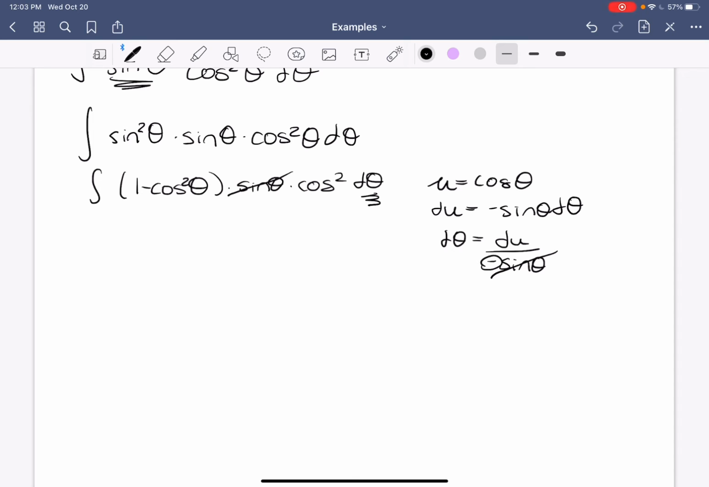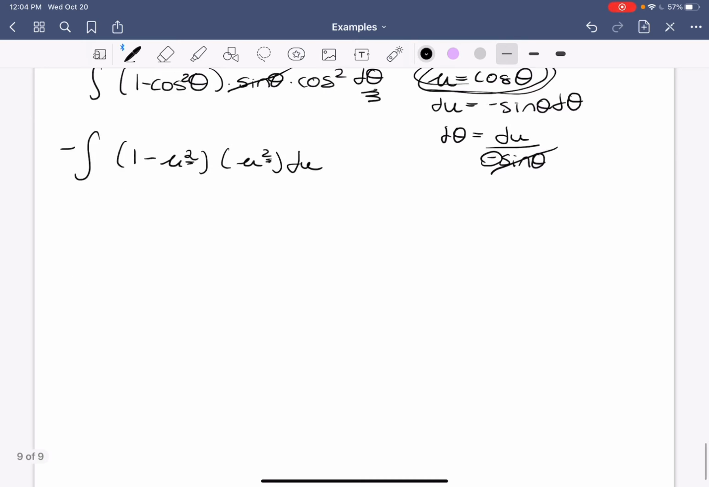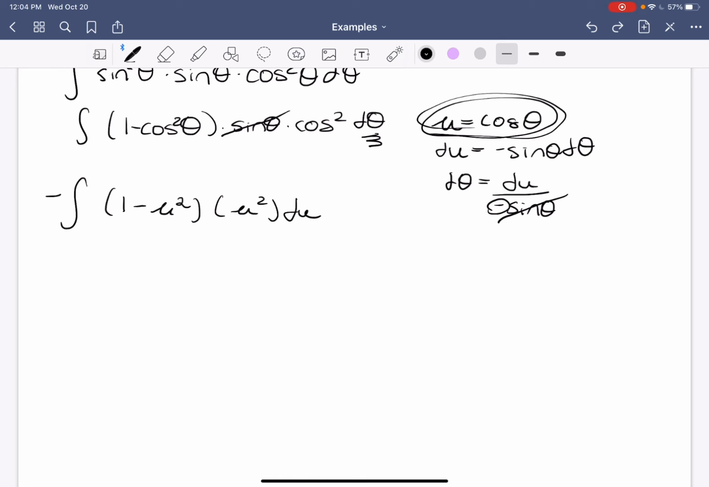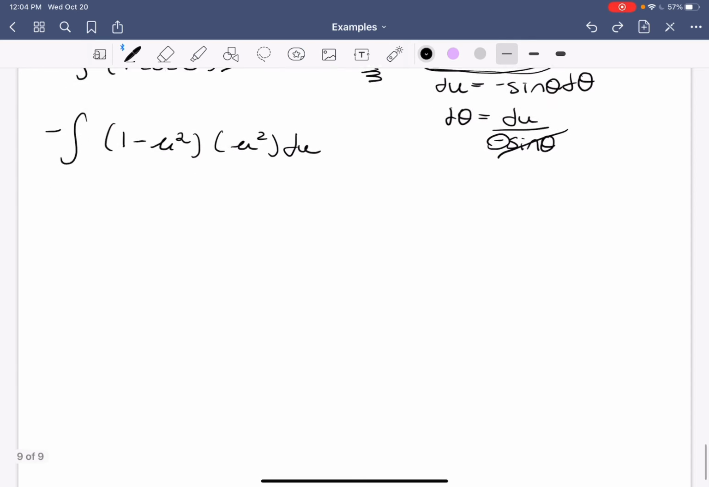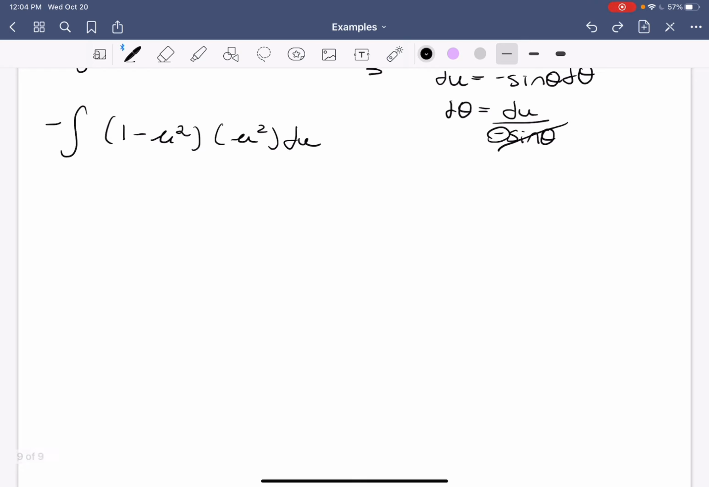Now, this sine will actually cancel out this one right here. But don't forget the negative, so we put it in front, and this will be 1 minus u squared times u squared du. Remember, these terms come from this substitution, and we add the squares because there are squares here. Now we distribute this.